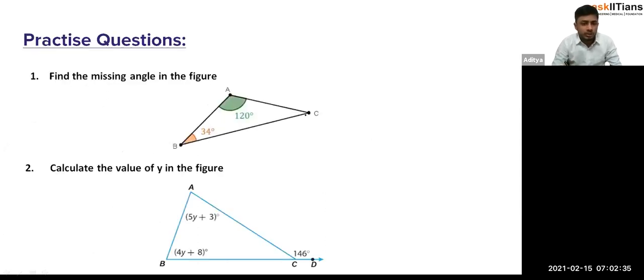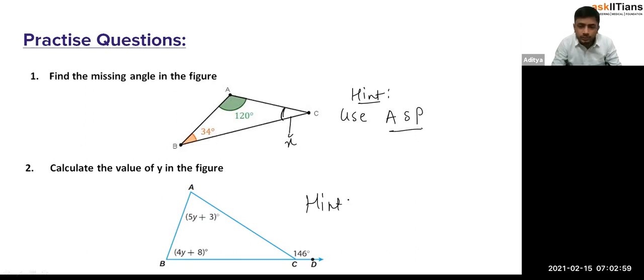Here we have some practice questions. Find the missing angle in the figure. So basically we have to find this angle. The hint is to use the angle sum property of a triangle, right? So the sum of all these angles should be 180 degrees. So assume this angle to be x, okay, and then use the angle sum property in this triangle. In this one, the hint is to use the exterior angle property.